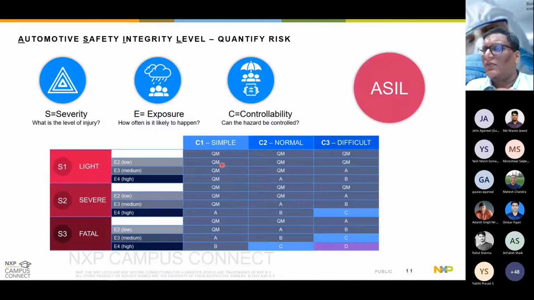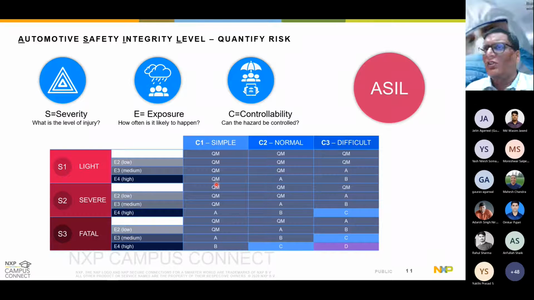There are some systems which are marked as QM. So these are quality managed systems. For these systems, if you do this analysis, you do not have to follow any requirements of the safety standard. This is just a quality managed product or system which should just meet basic reliability requirements and so on, but you don't need to develop this system as a safety compliant system and follow the requirements of the standard.